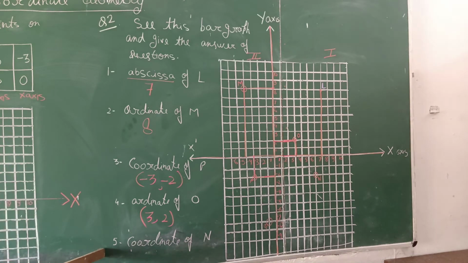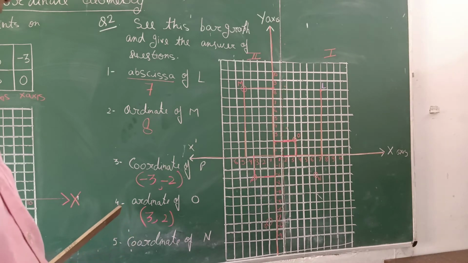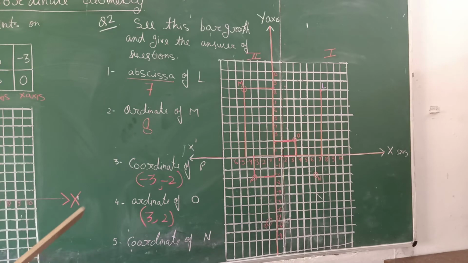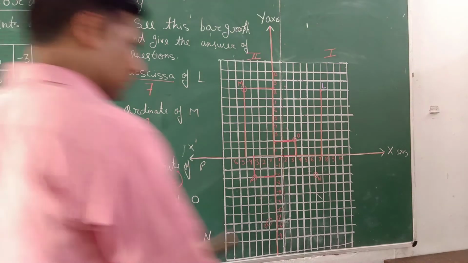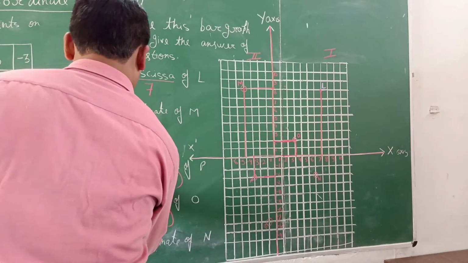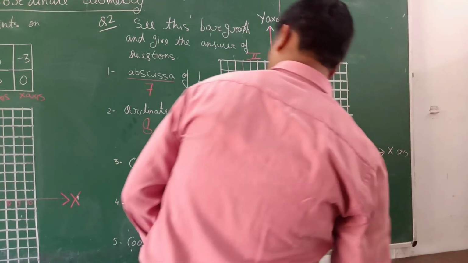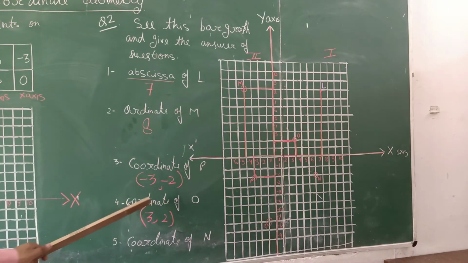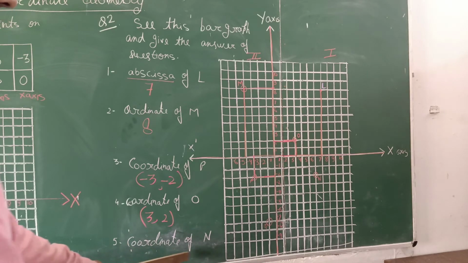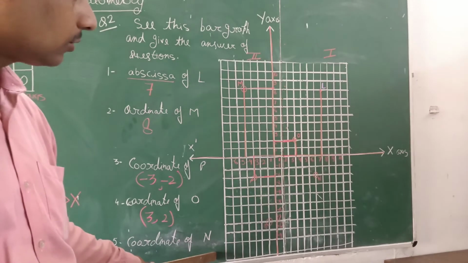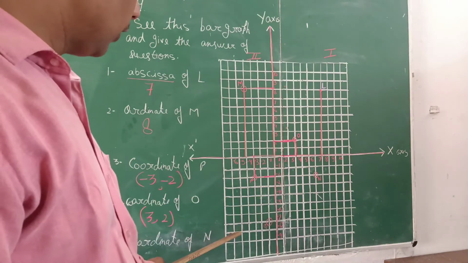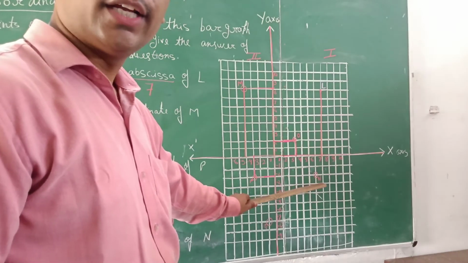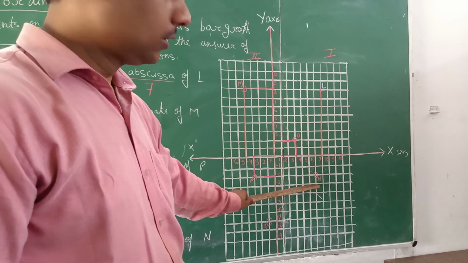Now see the last part of this question. Okay, just see students. It is the coordinate. It is not the ordinate. It is the coordinate of point O. Right? Now the fifth one is coordinate of N. Right? What is the coordinate of N? See this. It is our point N.